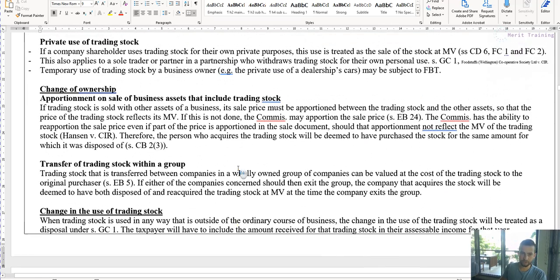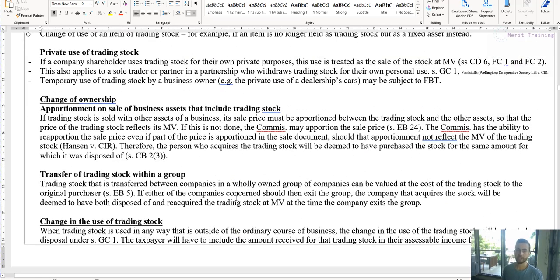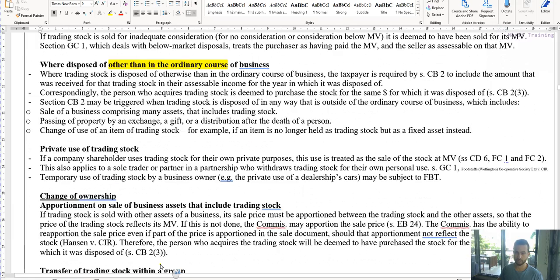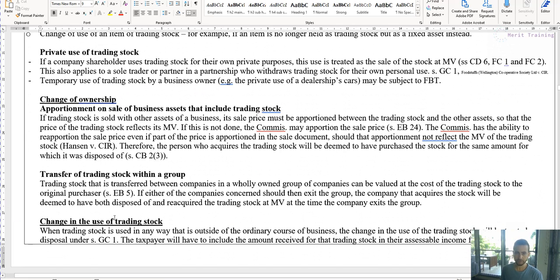Okay, so here are some other situations where there's change of ownership. So apportionment on sale of business assets that include trading stock, and this is an example of an event that occurs out of the ordinary course of your business. So if trading stock is sold with other assets in the business, the sale price of the business must be apportioned between trading stock and other assets, so that the price of the trading stock is reflected in its market value. If this is not done, the commissioner may apportion the sale prices. The commissioner has the ability to reapportion the sale price even if part of the price is apportioned in the sale document, should that apportionment not reflect the market value.